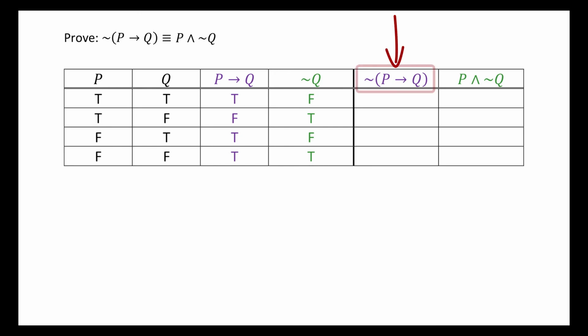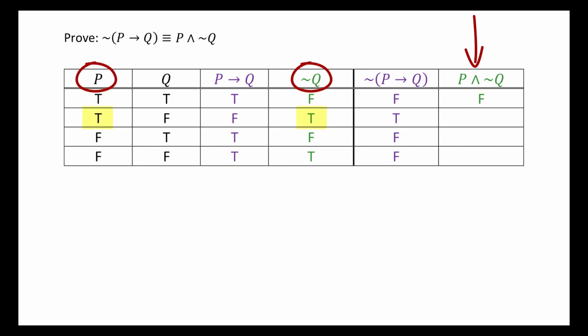And for the column representing the negation of if P then Q, we have the opposite truth values of the if P then Q column. So beginning with the first row, we enter false, true, false, false. Finally, to complete the P and not Q column, we AND the P column with the not Q column. Since statements with the logical AND connective are only true when both statements are true and false otherwise, beginning with the first row, we have true and false, which is false.